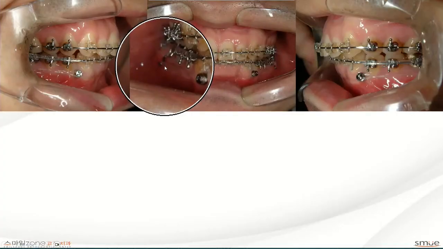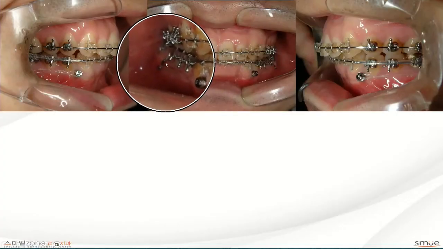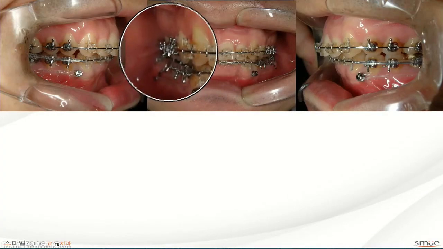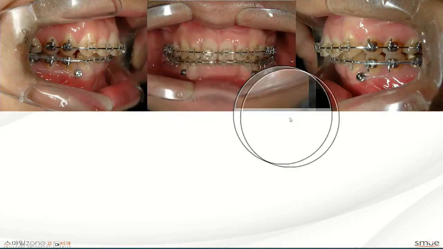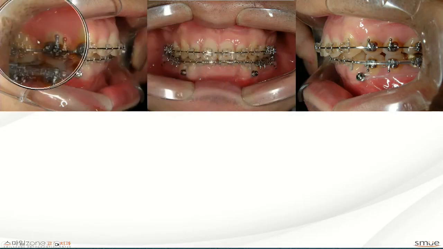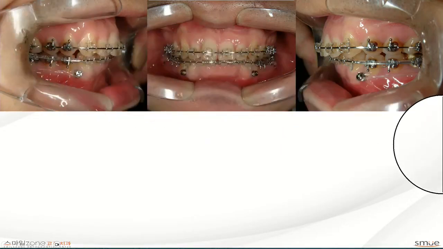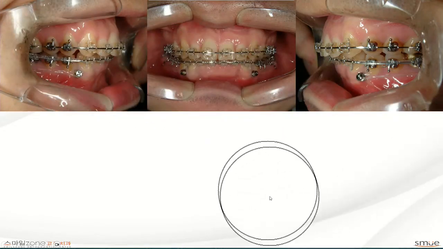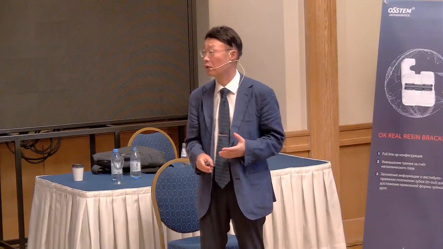Sorry about the darkness, but as you can see here, there is a small hole in between 6 and 7. With the help of the mini screw, I'm trying to protract the whole mandibular dentition forward. So we can call this one full arch protraction.